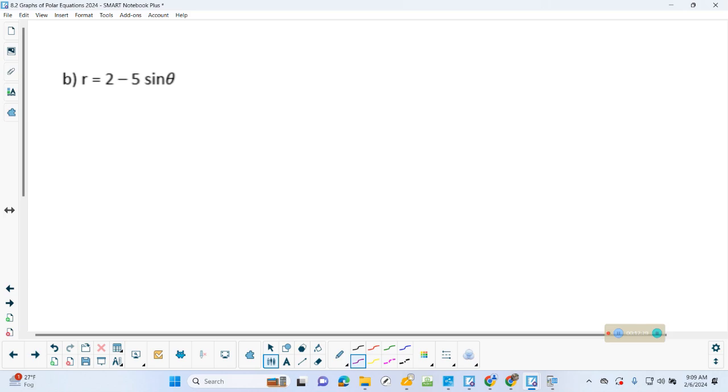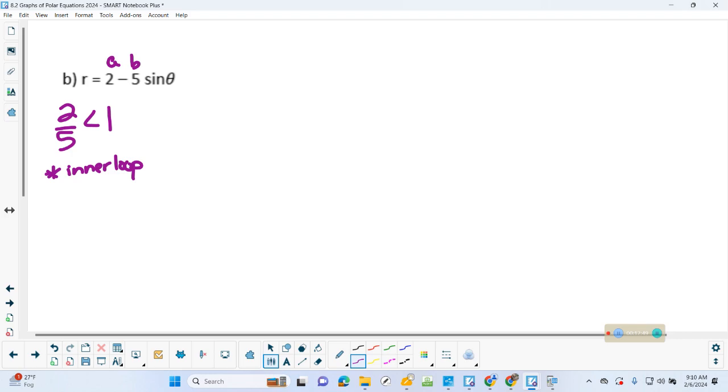All right, first up. So again, here we go, guys. First up we have to decide, is it the inner loop or is it going to be the cardioid? Yes, there's 4 total types, but remember we're really going to focus on those first 2 because the other 2 are very hard to sketch. So again, I'm looking at my a over b. 2 over 5 is less than 1, so it is going to be another inner loop.